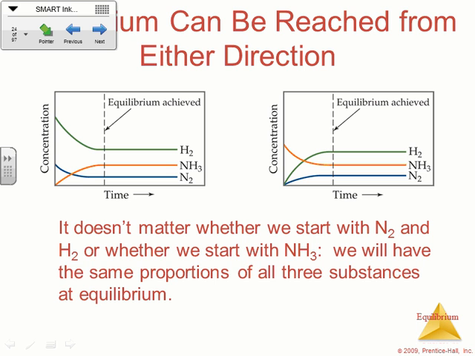And notice this is showing the same basic thing here. It doesn't matter what we start with. In the first reaction here, we started with a good amount of H2, some N2, and none of the NH3, and here are the levels they eventually all reach. Look on the second graph. This time we started with more of the NH3 and none of the H2 or the N2, but by the end, we've got the same thing, again assuming these are happening at the same temperature. So we're going to end up with the same proportions of all three substances at equilibrium, which means we're going to end up with the same equilibrium constant. The only thing that changes the value of the equilibrium constant is the temperature.